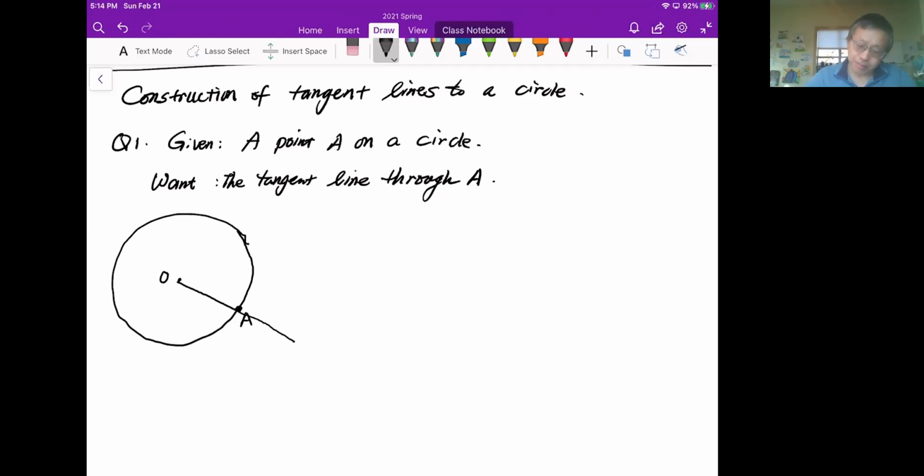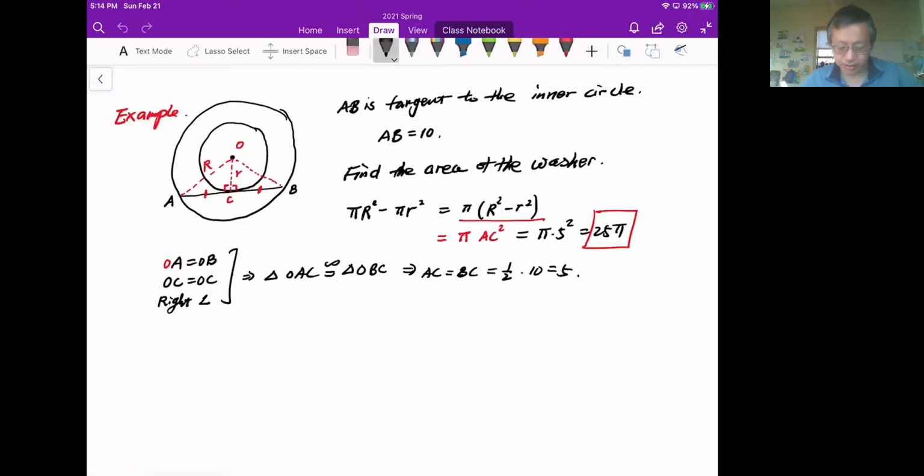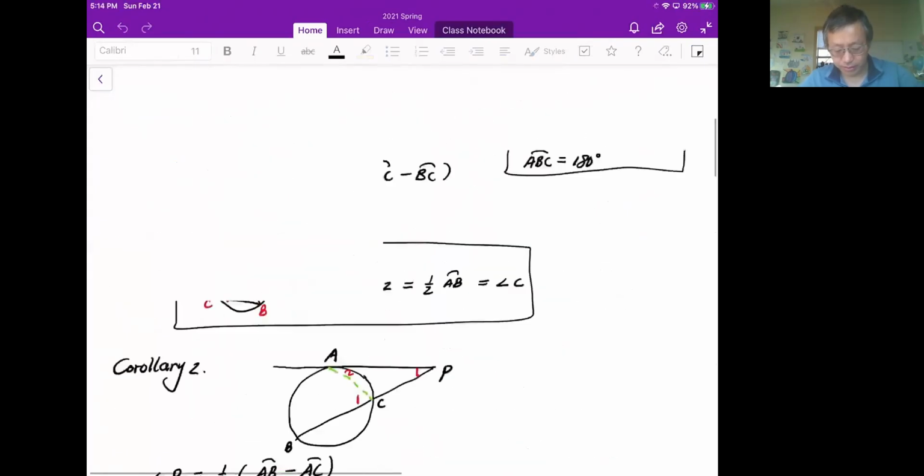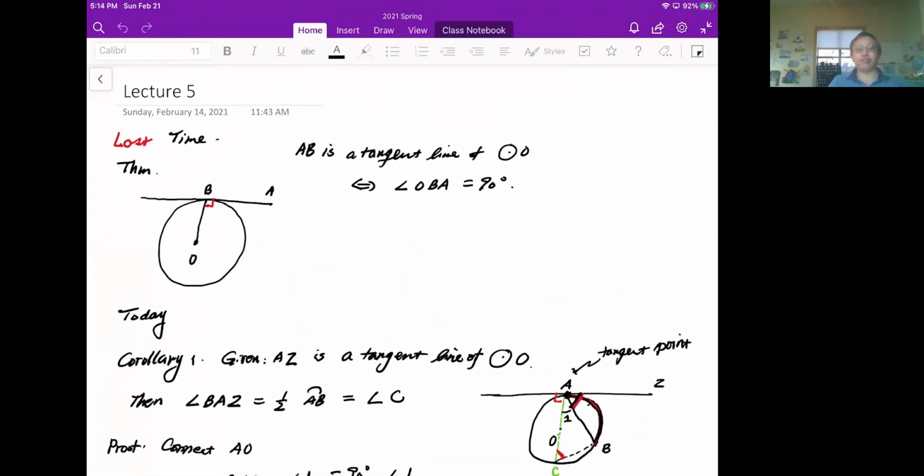Why? Because that's a theorem we did last time. I think it's somewhere here. The first theorem is here. AB is a tangent line to the circle O if and only if OB is perpendicular to AB. So that means if I can draw the perpendicular line, then that must be a tangent line. The perpendicular line is just a tangent line. Does it make sense? So that's the idea.